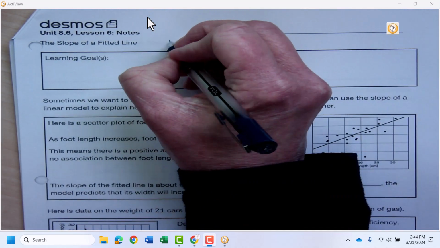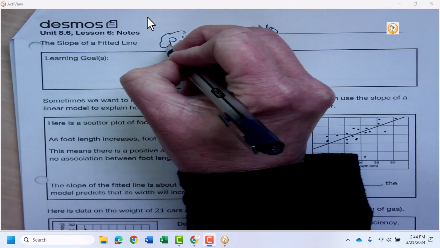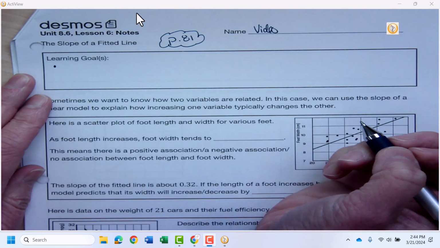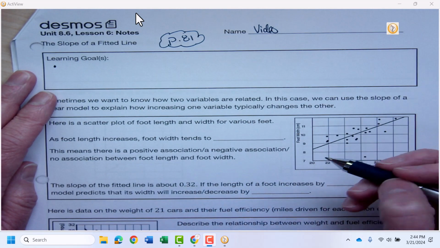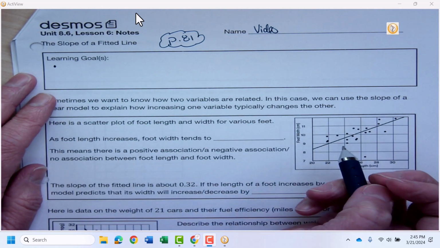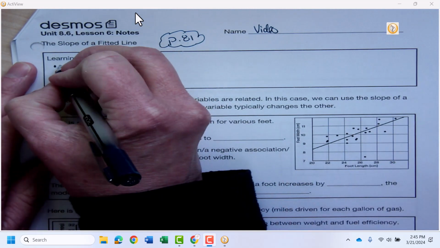Let's turn to page 81. We've been talking about scatter plots for a few lessons now, or actually lines of fit for a few lessons now. So we're going to bring it home a little bit more as we talk about the slope of a line today. Now, 2 learning targets.